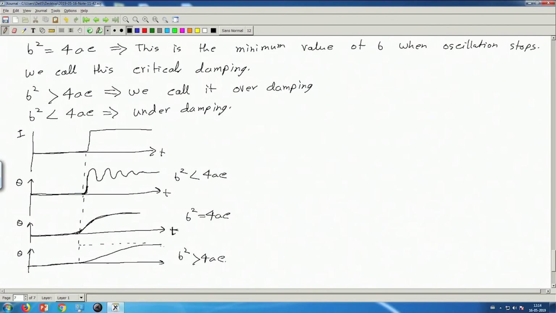So what we want is the pointer not to oscillate, because then it is difficult to take reading. We also don't want the pointer to take long to settle down, because we want to take readings quickly. So the most desired condition is B square equal to 4AC, critical damping. If we use over damped condition, it will take longer time to settle down, which we do not want. And if we use B square less than 4AC, then it will oscillate, and it will also take longer time to settle down. This is also not desired.